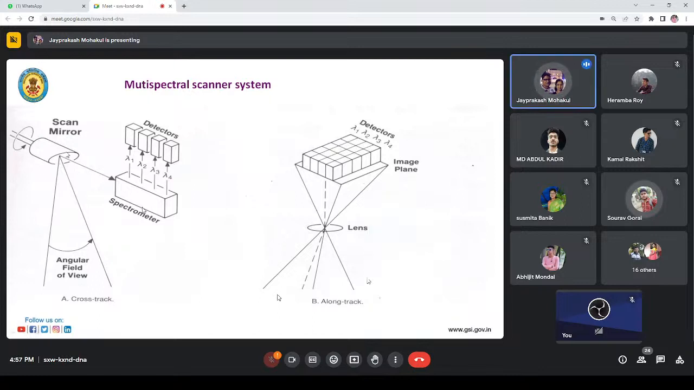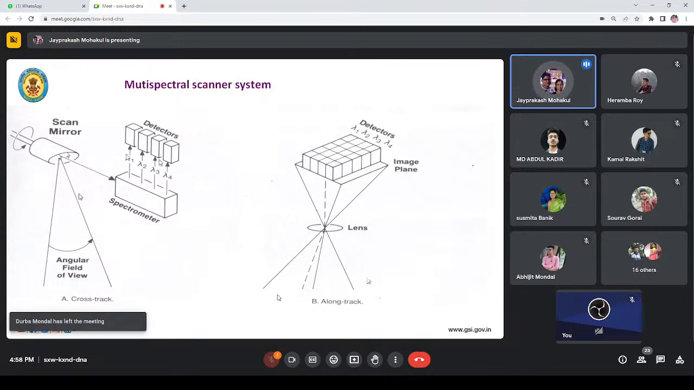So there are two kinds of multispectral scanning system. One is across the track, cross track, and another is along the track. Cross track is basically a sweep. You have very few detectors. Suppose for band one I have one detector, band two I have one. So for each band I have only one detector. It starts swinging from here to here and covers this entire area.